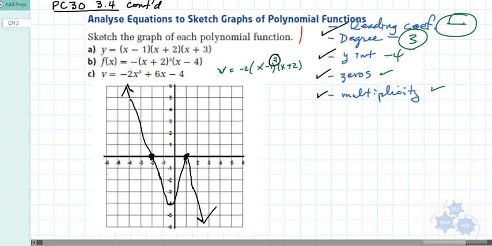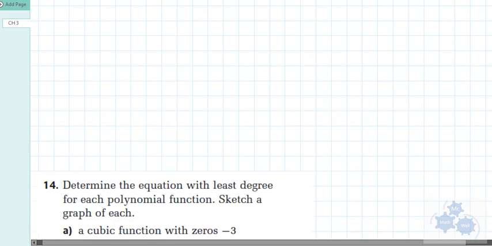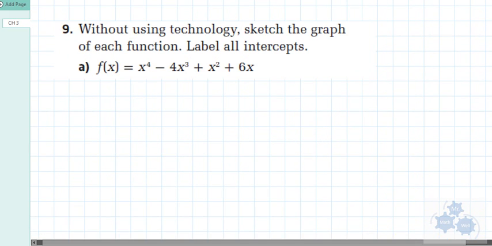All right. Let's move to our next example here, at the bottom of the page. Number 9A. This is going to be part of your assignment, number 9, so you want to do this with me here. It says, without using technology, sketch the graph of each function, label all intercepts. It's very similar to the last question we just did, except you're going to have to fully factor and then find out all that you can find out.